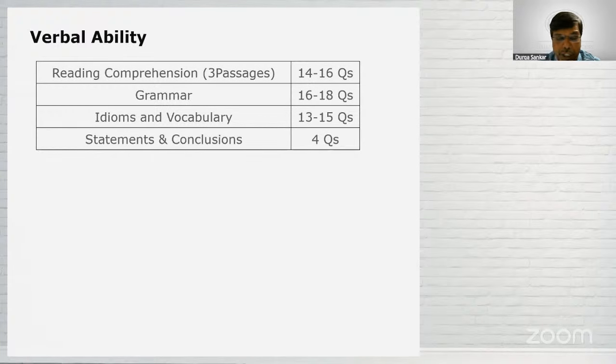There were 4 questions reported by a few students from the area of critical reasoning, particularly questions similar to statements and conclusions. So more or less overall, not many surprises in the verbal ability section. Even the level of the questions was moderate. The questions were not very difficult, at the same time not very easy.